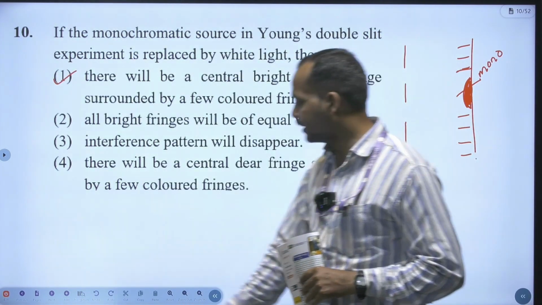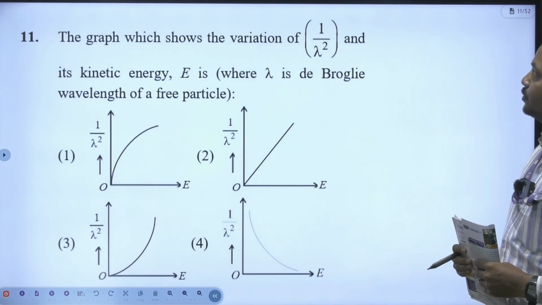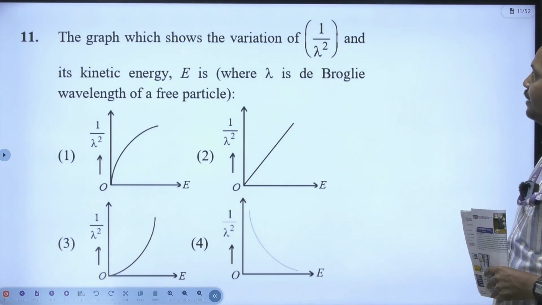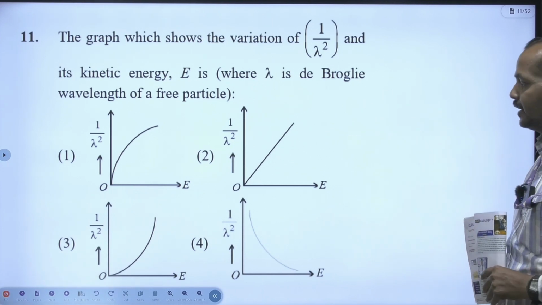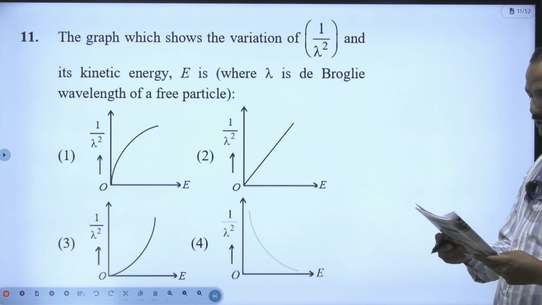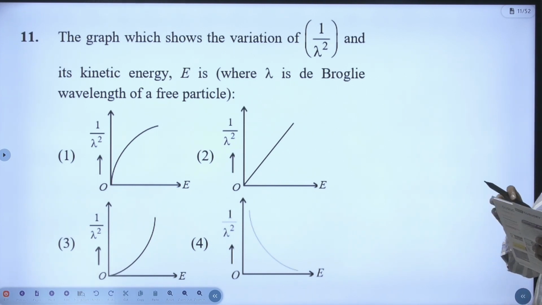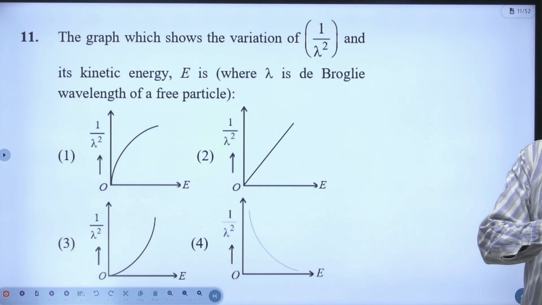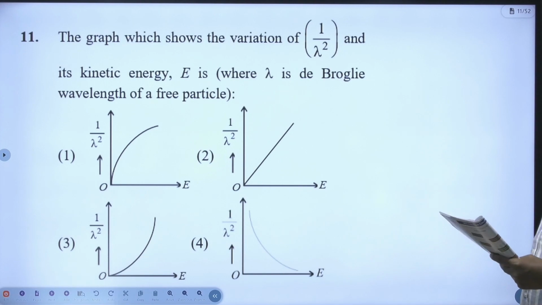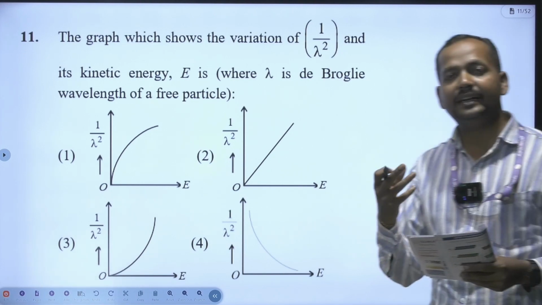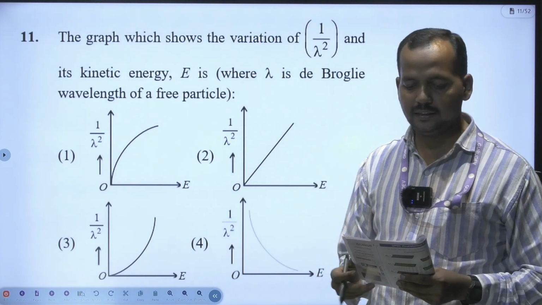Okay dear students, next. Question number 11. The graph shows the variation of 1 by lambda square and kinetic energy E, where lambda is the de Broglie wavelength of a free particle. Then which option is correct? They are asking how the energy is related to the wavelength. If you find out that ratio, then you will get the answer.